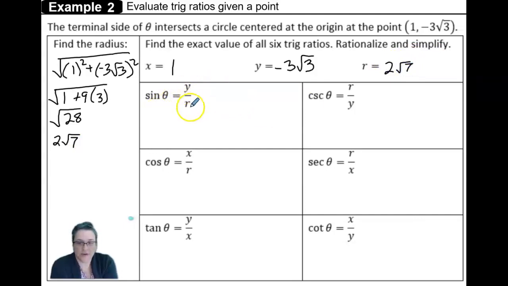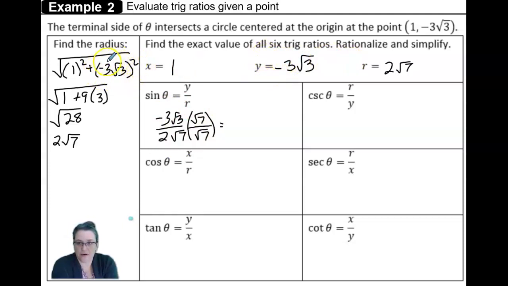Sine is the ratio of y over r, so that's going to be -3√3 divided by 2√7. And we need to rationalize this denominator. So we'll multiply by √7 over √7. And this problem really helps us review how to do calculations with radicals.